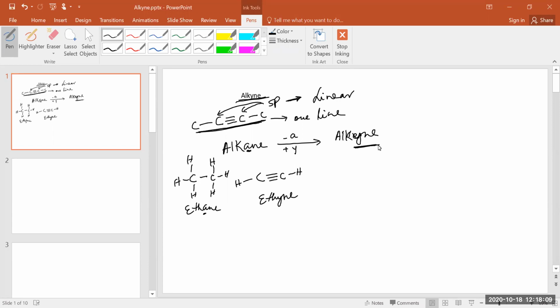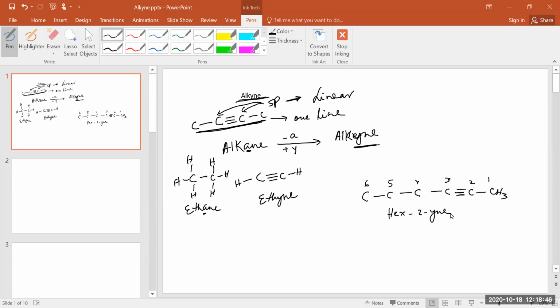Numbering will start from the carbon that can give the least possible number to the functional group. So here, in this molecule, 1, 2, 3, 4, 5, 6. I'm not showing all the hydrogens. So this will be called hex-2-yne, and so on.